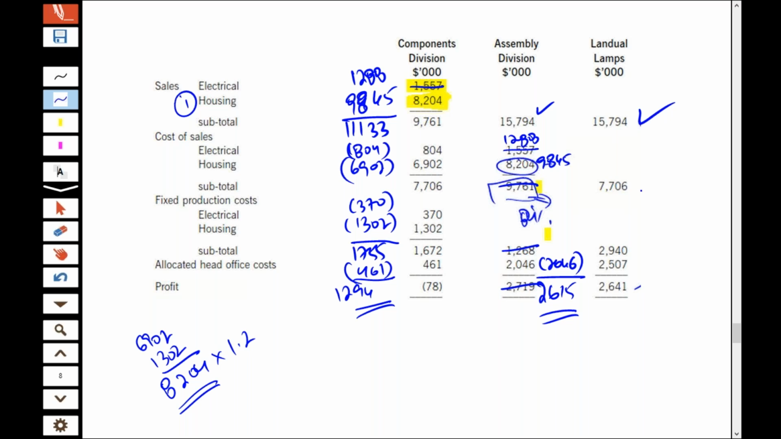And hence this is going to be 15794. The rest are going to remain the same. This is something that you could probably do with respect to it.